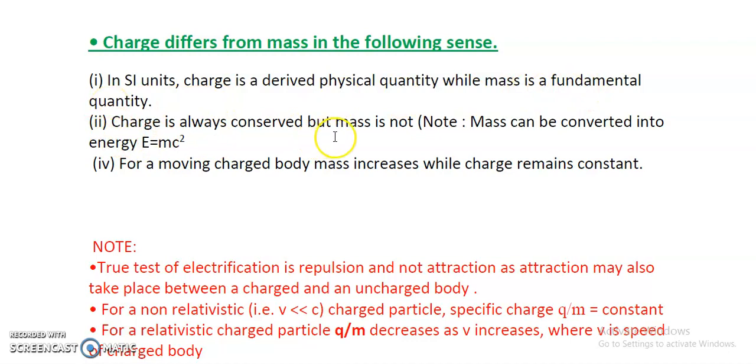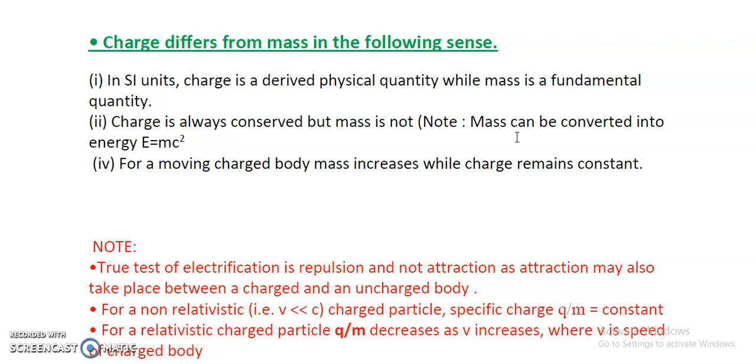Second point is what? Charge is always conserved, but mass is not conserved. After having so many discoveries in physics, initially we were talking only about the conservation of mass and only the conservation of energy, but now we talk about the mass-energy conservation. Alone conservation of mass and alone conservation of energy do not stand. They always stand together: conservation of mass-energy.